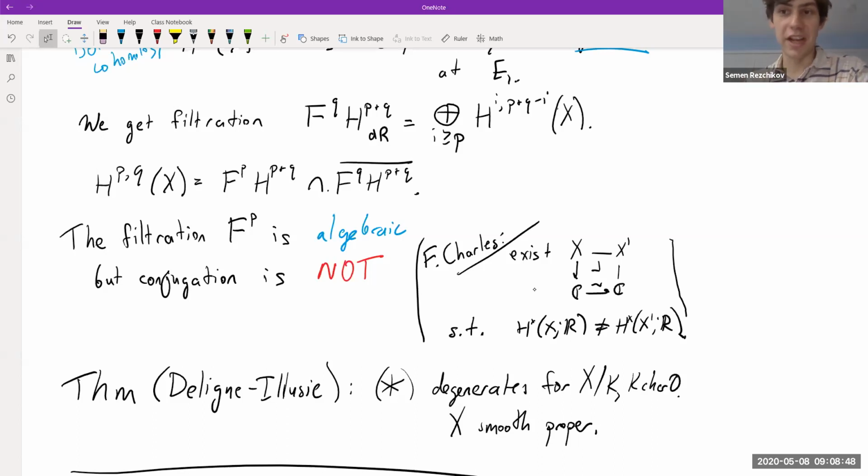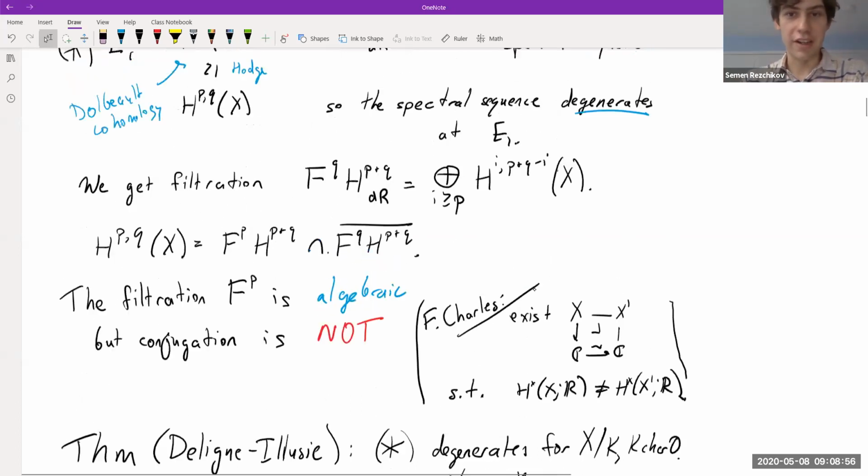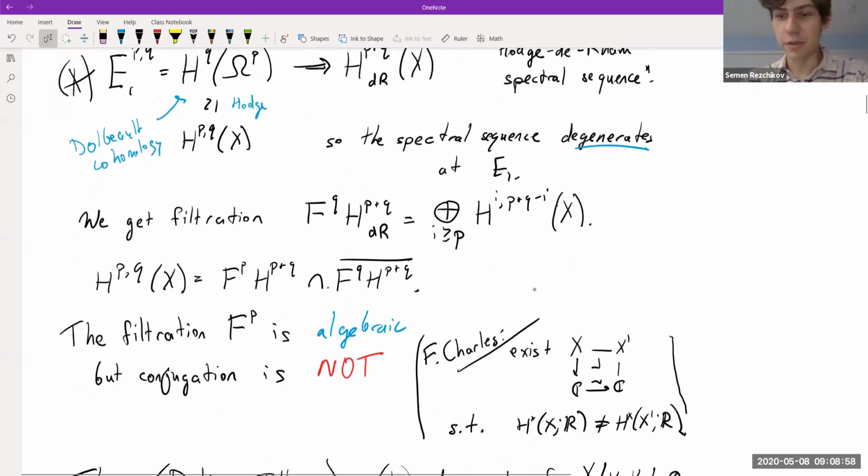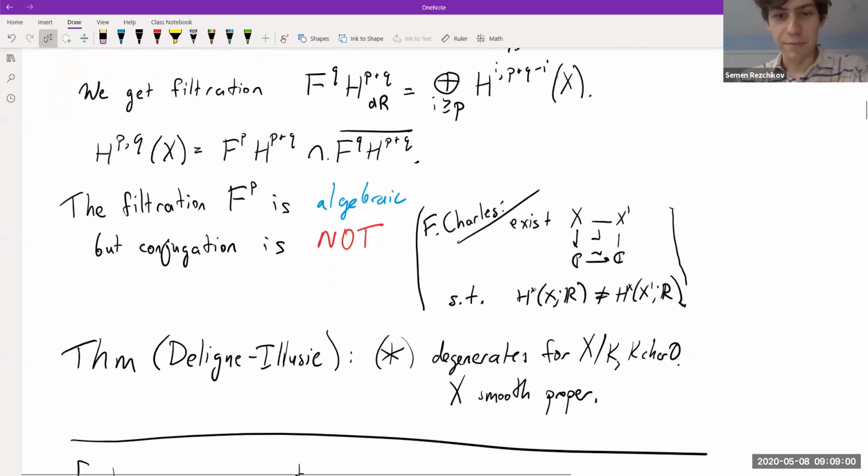So that's something that's true not just for complex projective manifolds, but for any smooth proper variety over a field of characteristic zero. And so star here indicates this spectral sequence. And this is proven using entirely algebraic methods, reduction to characteristic p, and so on. Okay. So that's my review of Hodge theory.